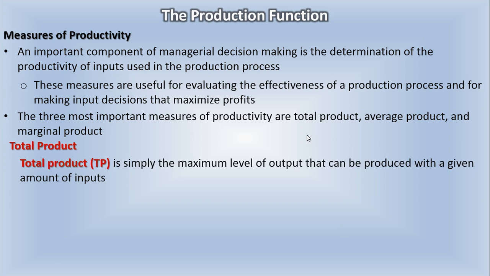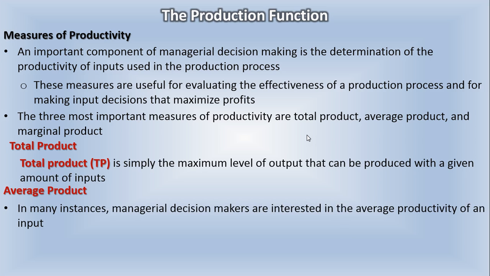So the total product, let's focus on that, is simply the maximum level of output that can be produced with a given amount of inputs. The average product: in many instances, managerial decision makers are interested in the average productivity of an input. There are different reasons why you would need to focus on average product versus the marginal product, which will become clear later. But both measures are important and they are certainly related.